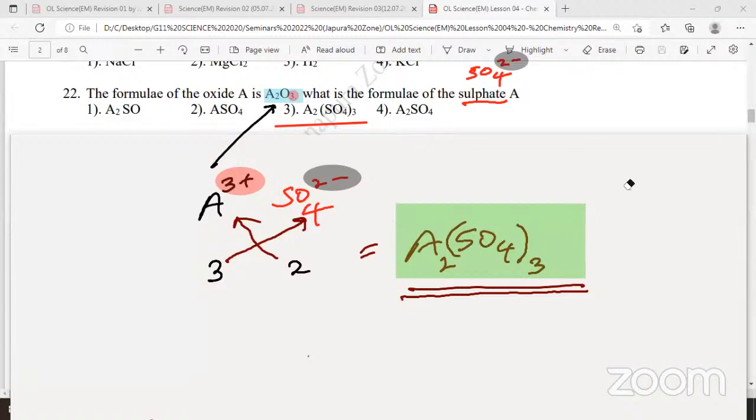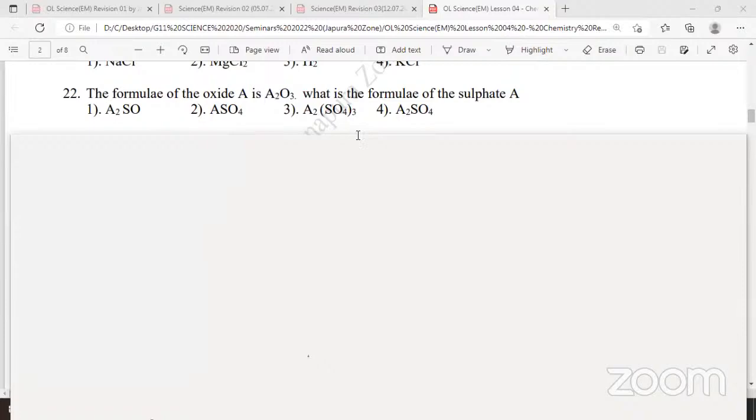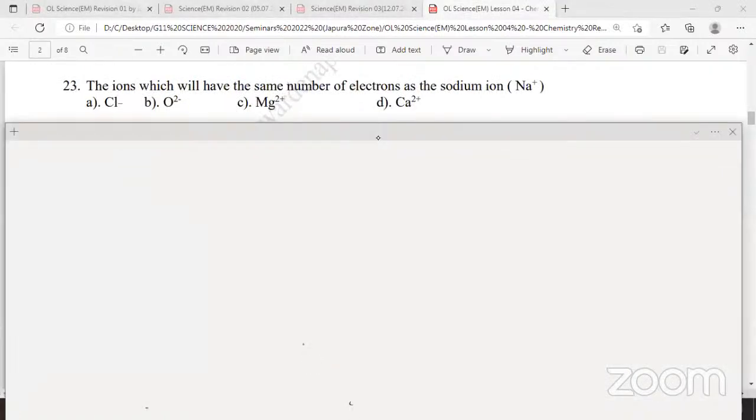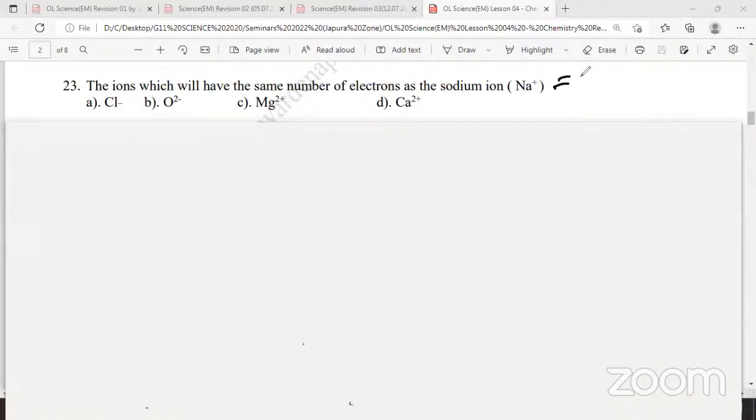Question number 23. I'll erase the screen. Again, we did a similar question before. Na plus, first you predict the number of electrons in Na plus. Na plus has 10 electrons. How come? Atomic number 11. When it becomes plus, 11 becomes 10 electrons. Now let's see the others. Chloride, Cl atomic number 17, becomes 18 because of the minus. Minus means 1 electron is added.